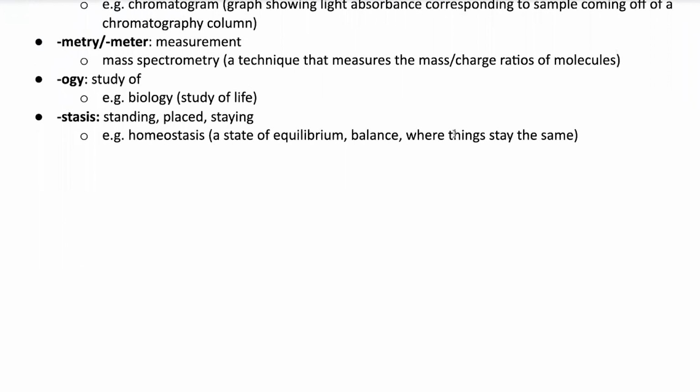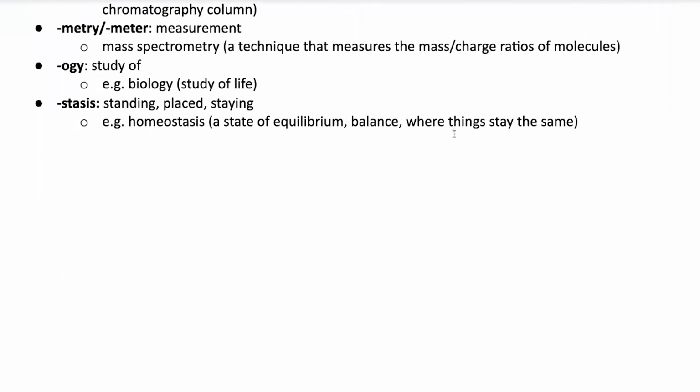Stasis is standing or in place, staying. So homeostasis is basically a state of equilibrium or balance where things are staying the same. So remember homo, same. Stasis, place, standing, staying. So in homeostasis, things are kind of constant. Not necessarily that nothing's happening, but there's no net change. And so things have kind of reached their happy place.